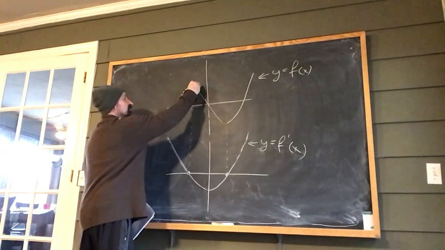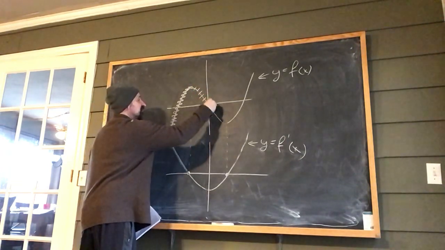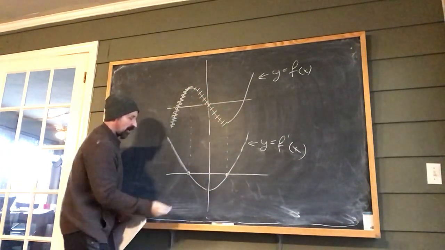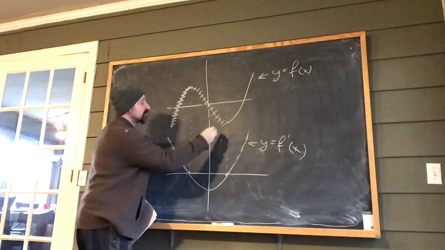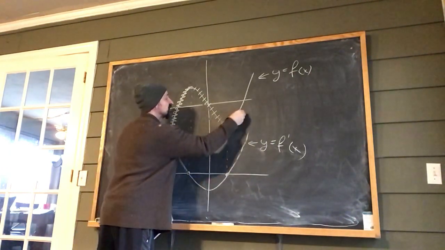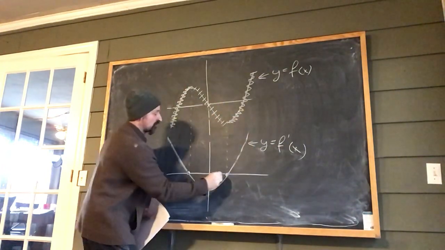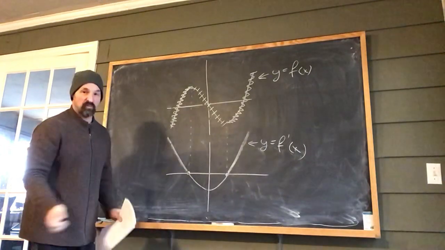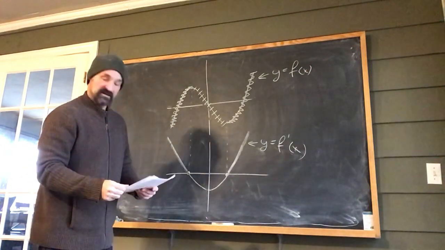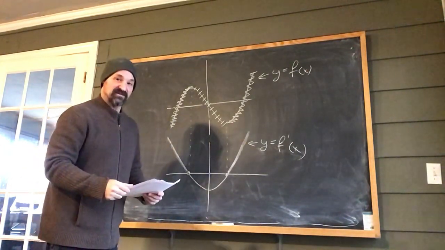And now, hey, the function is decreasing on this interval. And on that interval, the derivative is negative. And then the function starts increasing on this interval. And on that interval, again, we're seeing the derivative here is positive. So we'll come back to this in a later section, but he presents it in this section in the textbook.